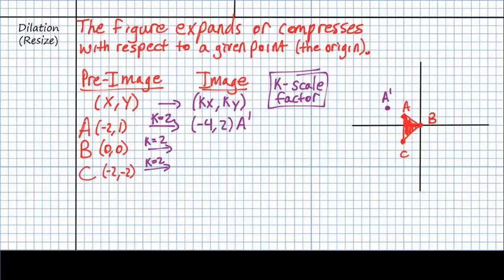So B is at the origin, and remember these dilations expand or compress with respect to a given point. So we're talking about how far you are away from the origin when this transformation occurs. And because B is the origin, it isn't going to move at all. So 2 times 0 is still 0, and 2 times 0 is still 0. So B prime is still at 0, 0.